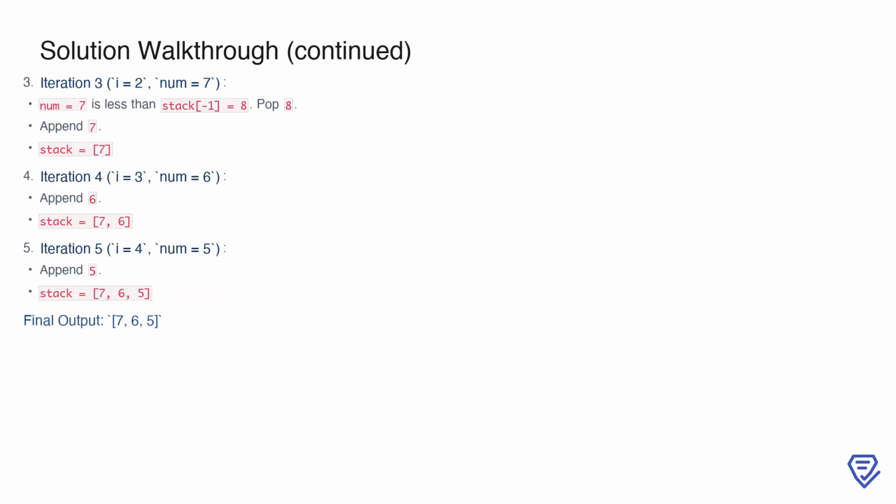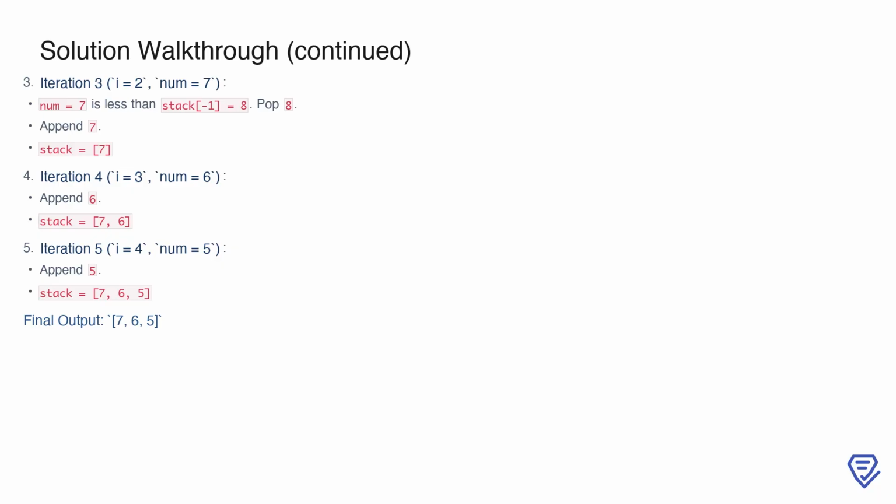In the third iteration, number is 7. Since 7 is less than the top of the stack, which is 8, we pop 8 from the stack, leaving it empty. We then append 7, resulting in a stack of 7. In the fourth iteration, number is 6.